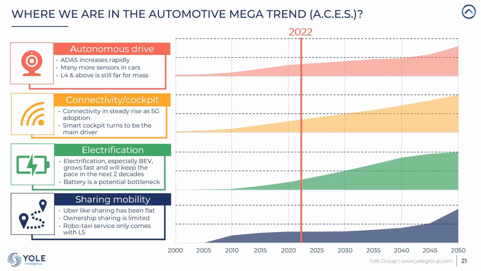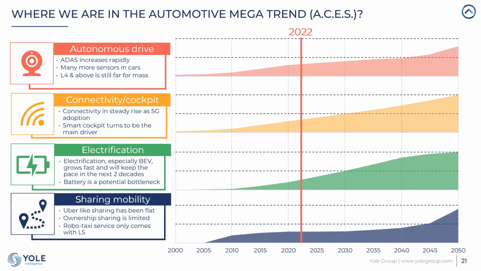Actually, there is not the same market momentum for these four trends. Sharing is, as you can see, quite slow in the adoption of this new trend. The Uber-like sharing business has been quite flat. Still, most people want to have their own car. And if we consider robotaxi as part of the sharing model, it will only come with level 5 technology, and that is still far away from today.